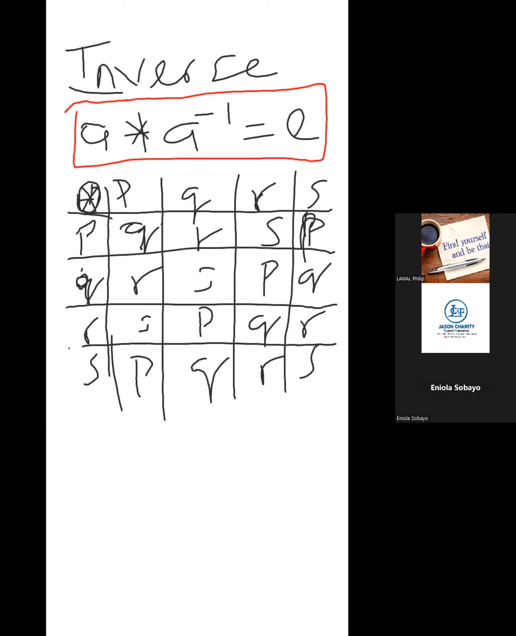Now, based on this tabular property, there are only two questions that will be asked. They will ask you, number one, find the identity element. Then number two, find the inverse of a particular element. So if you are looking at this table, which of them do you think is the identity element? Based on the previous example that we have solved, what do you think the identity element is?